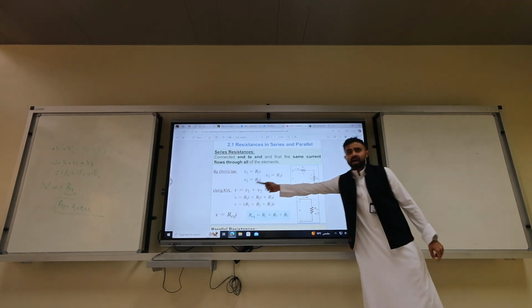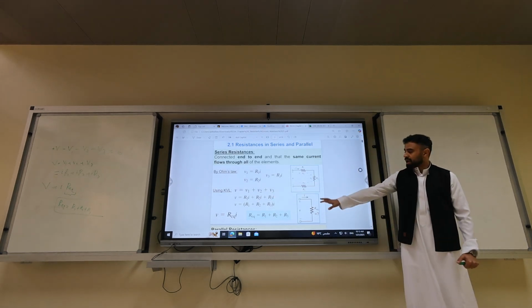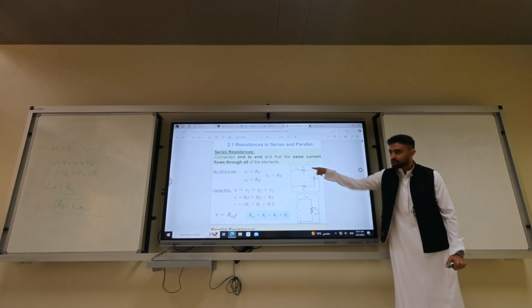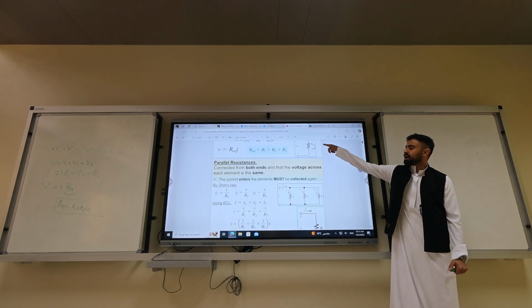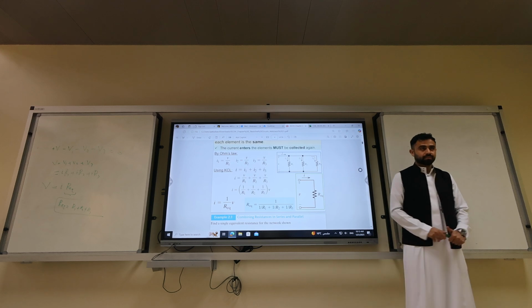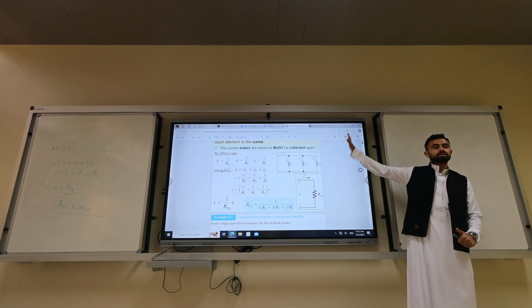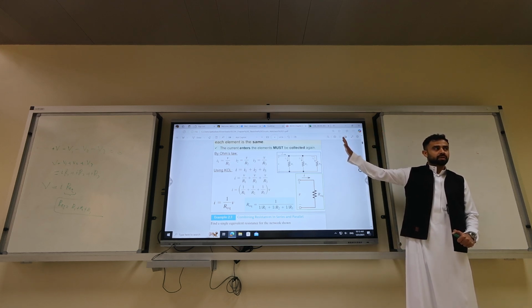I'm not going to ask you to derive it in the exam, but what I'm going to ask you to do is figure out which elements are in series and which elements are in parallel. So any question about the series combination? Is the concept clear?